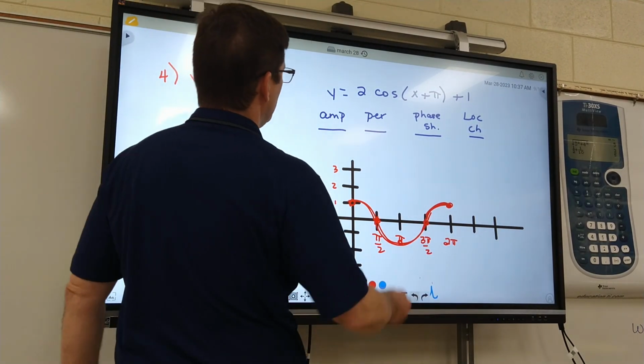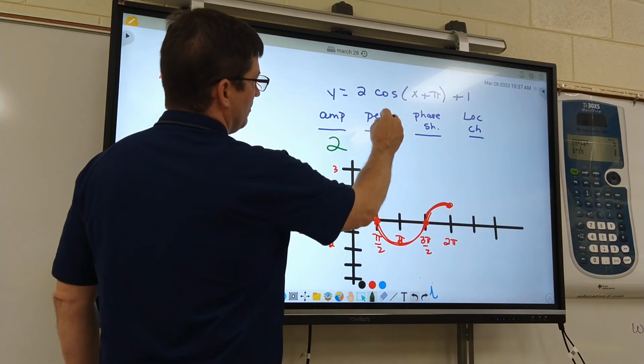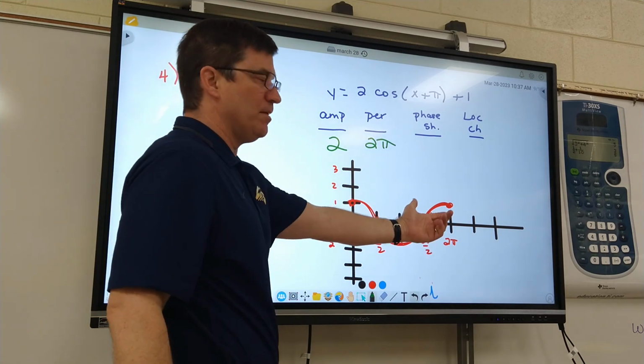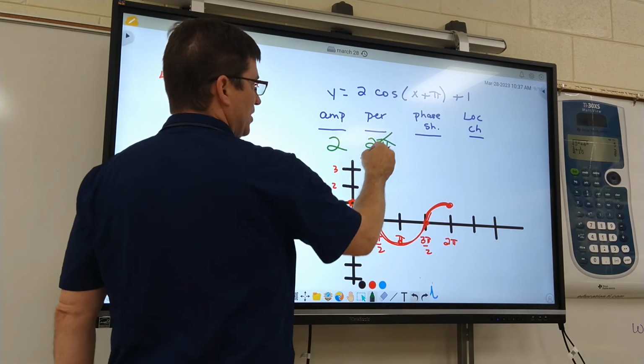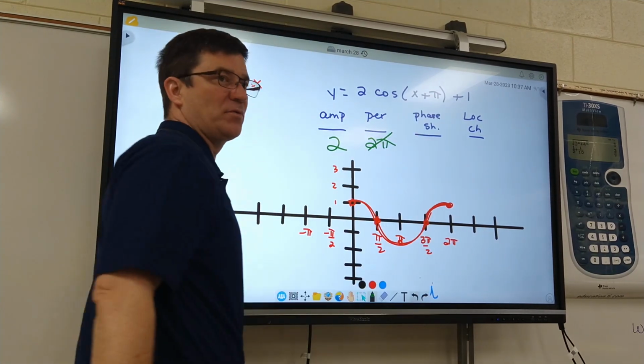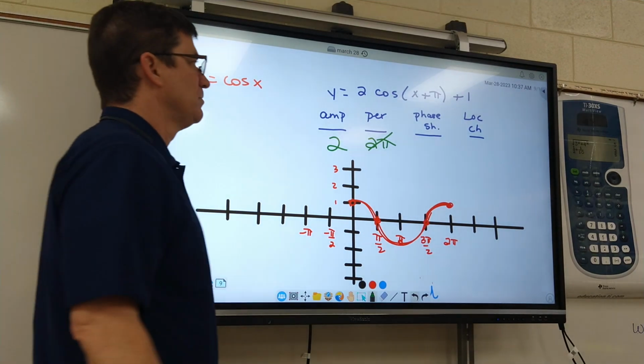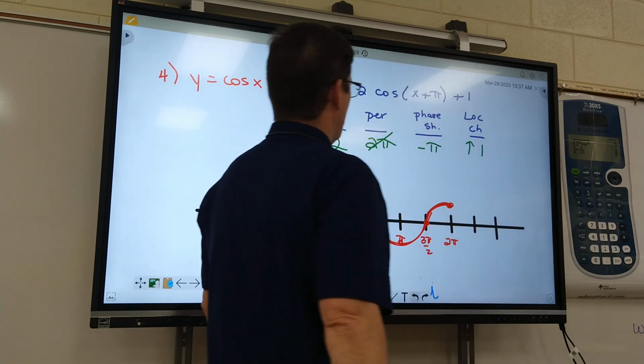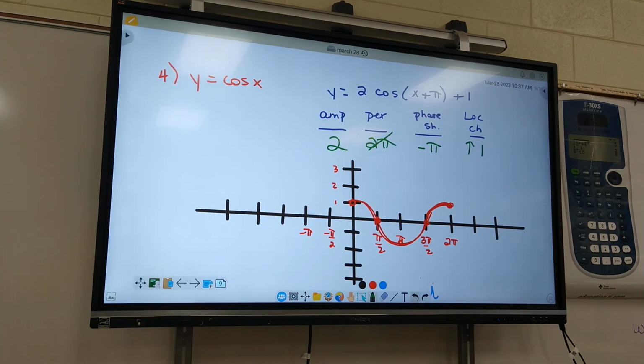All right, amplitude is 2, period is 2 pi. Now look, that doesn't change. It was already 2 pi, right? We're not going to have to do anything with that. There is a phase shift on this problem. What is it? Negative pi. And there is a location change. It's up 1. All right, any question about those answers before we go any further?